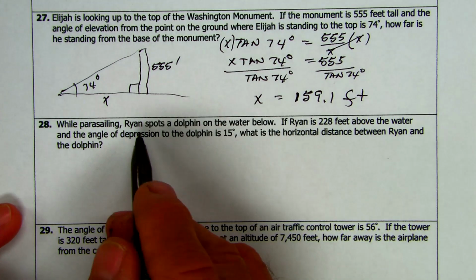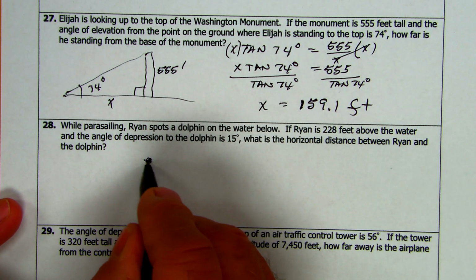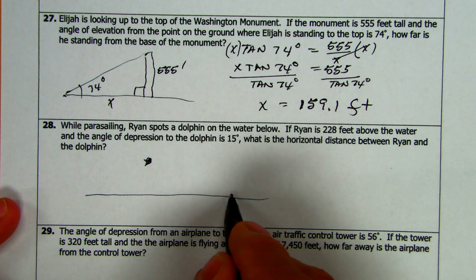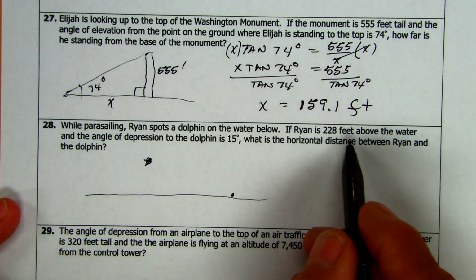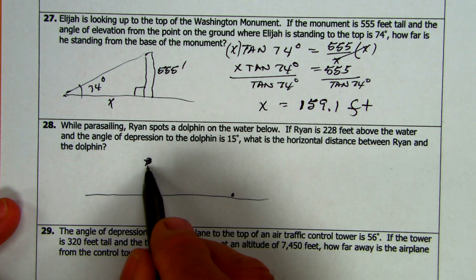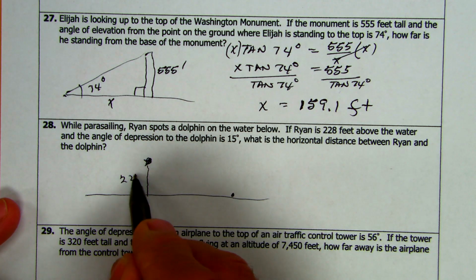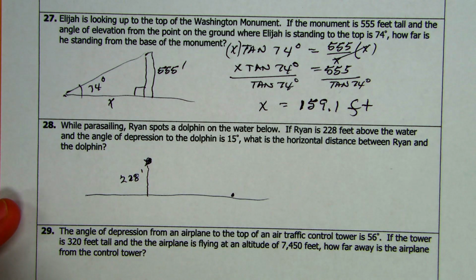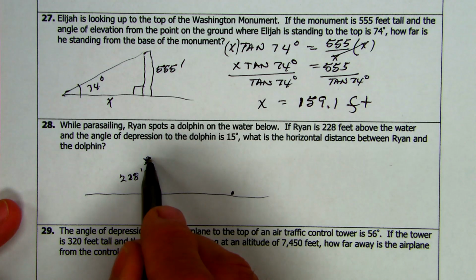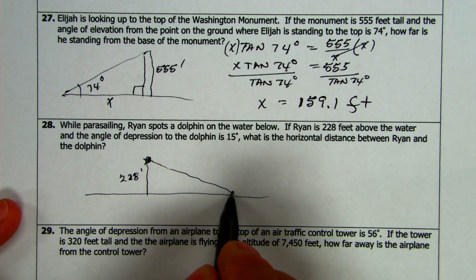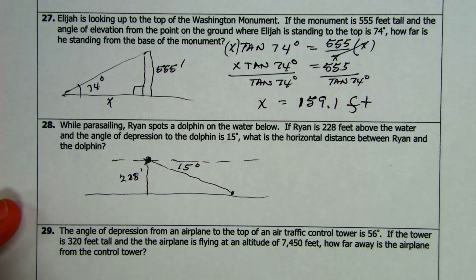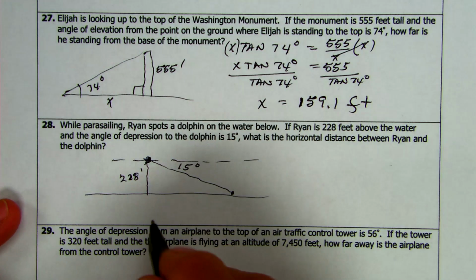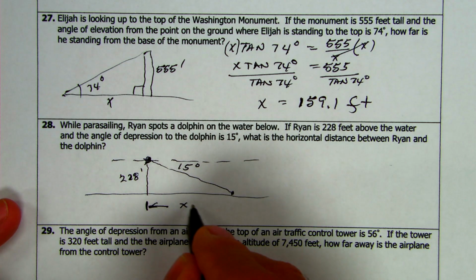While parasailing, Ryan, he's on a parasail here, spots a dolphin in the water below. If Ryan is 228 feet above the water, so this distance is 228 feet above the water, and the angle of depression is 15 degrees. So he spots this dolphin out here. His angle of depression is 15 degrees. What is the horizontal distance between Ryan and the dolphin? So what is this distance?